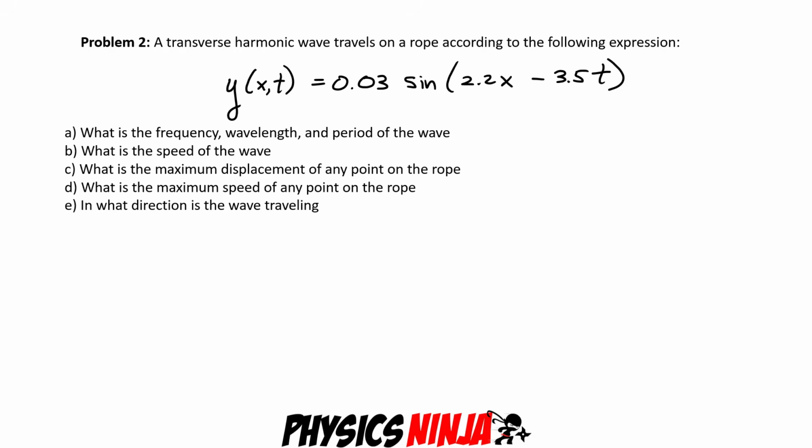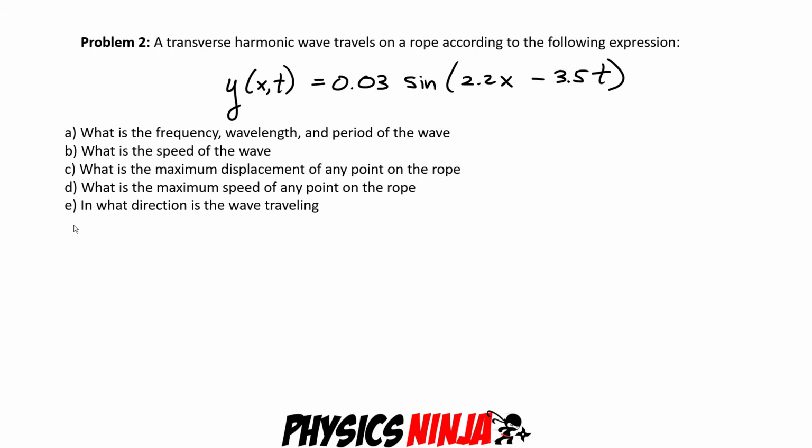All right, here's problem 2. We have a transverse harmonic wave that travels on a rope according to this expression over here. Here are the questions I have for you. What is the frequency, wavelength, and period of the wave? What's the speed of this wave? What's the maximum displacement at any point on the rope? What's the maximum speed at any point on the rope? And what direction is this wave traveling, to the right or to the left?